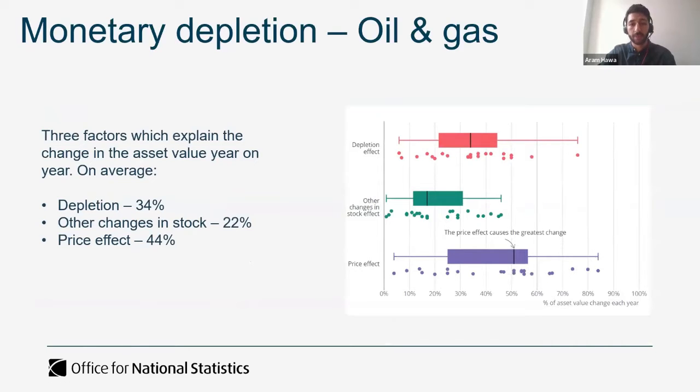In this slide, we've combined the monetary results of oil and gas and decomposed the change in the asset value into the three effects. We can see that on average, depletion accounts for 34% of the change, whilst the price effect accounts for 44% and the other changes in stock 22%. On the face of it, perhaps a slightly surprising result that depletion isn't the biggest factor here, but through an economic lens, it isn't. Prices and profitability are paramount in determining market outcomes, and those factors play an important role here too.